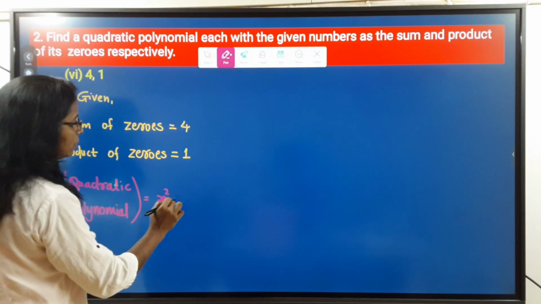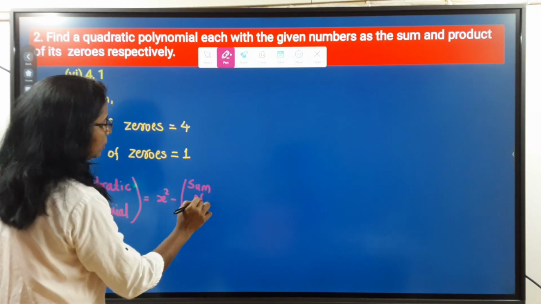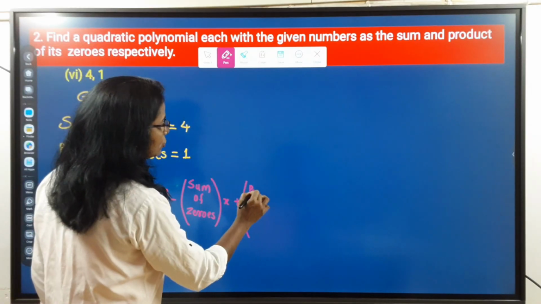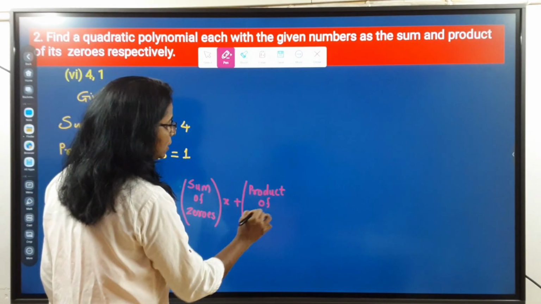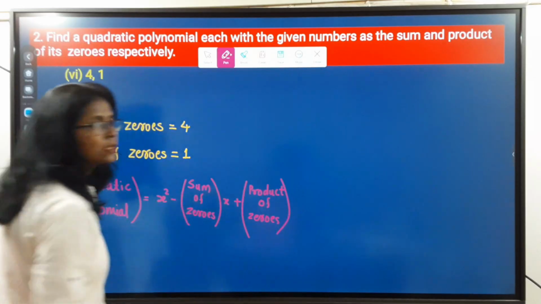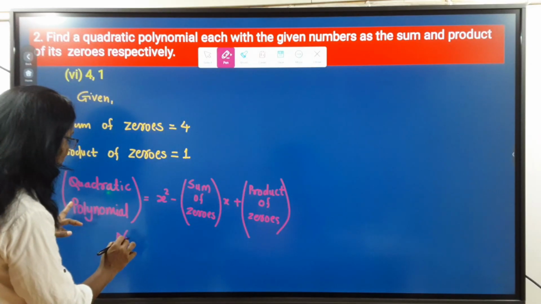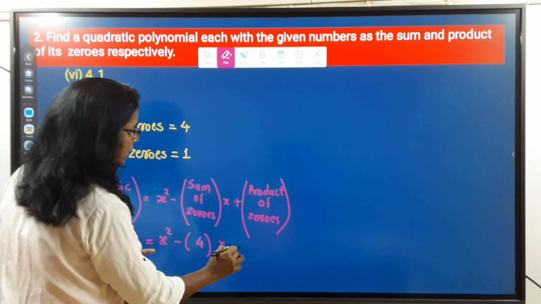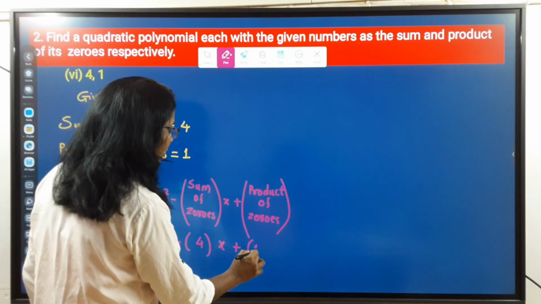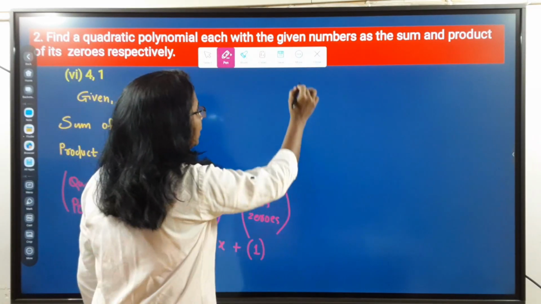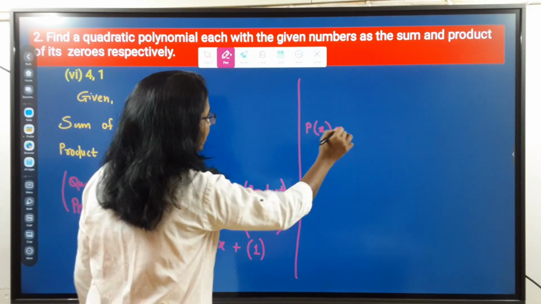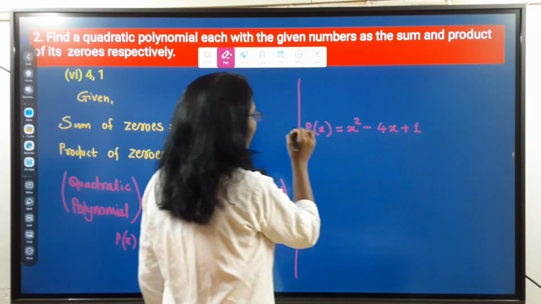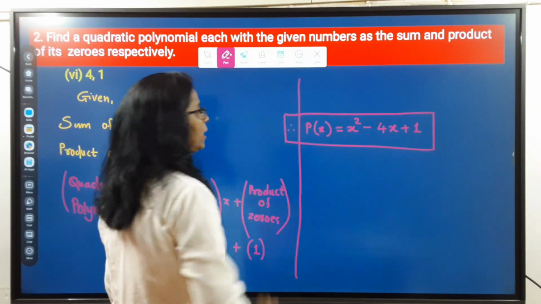is equal to x square minus sum of zeros multiply x plus product of zeros. Then substitution, students, that first I write down p of x is equal to x square minus sum of zeros is 4. So here x plus, students, product of zeros is 1. Then here students simplify here, that p of x is equal to x square minus 4x plus 1. Okay, so this one is the required quadratic polynomial.